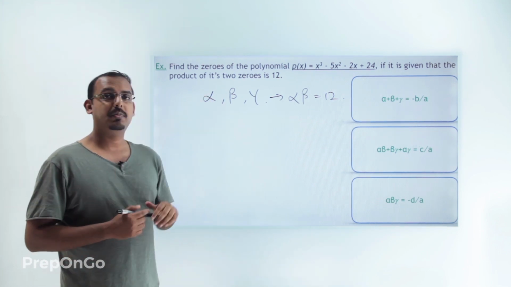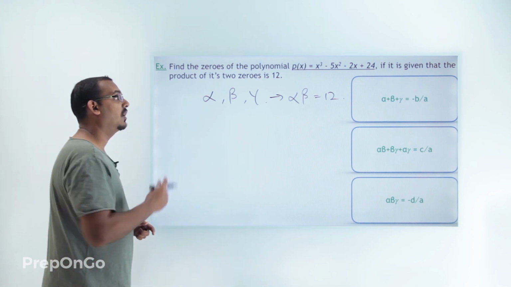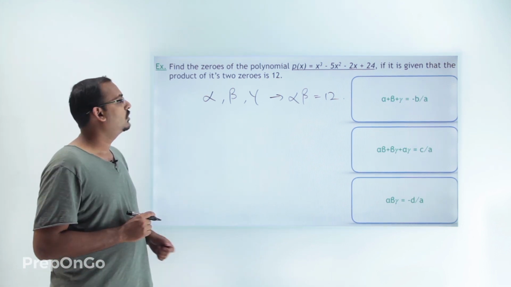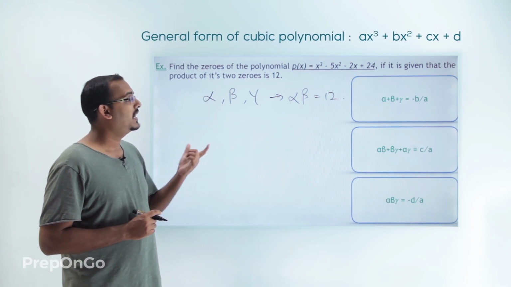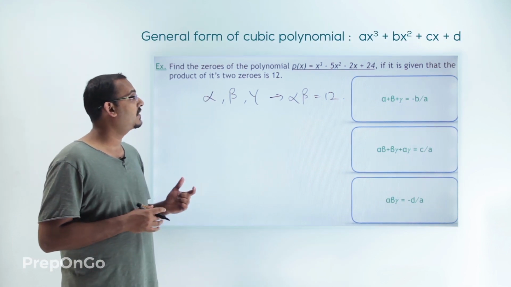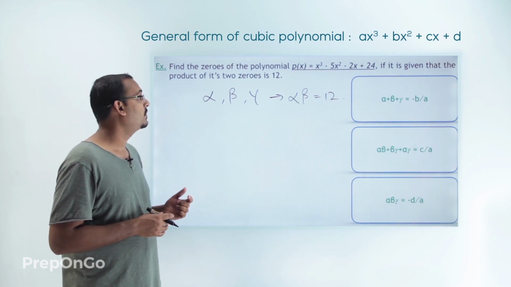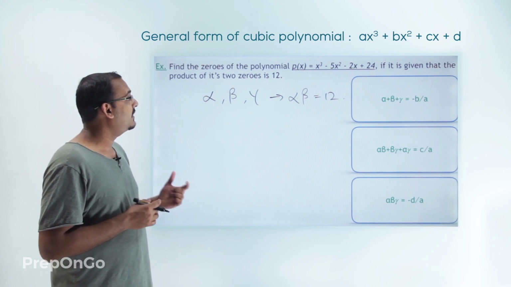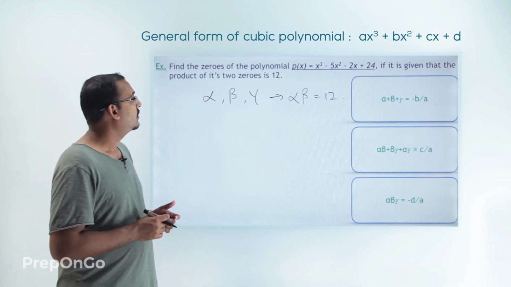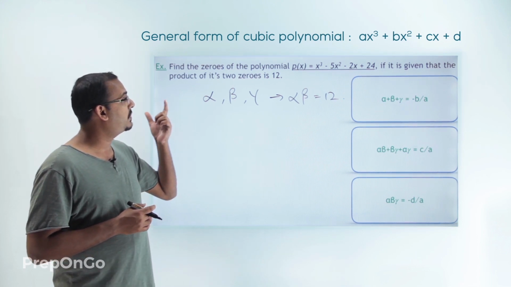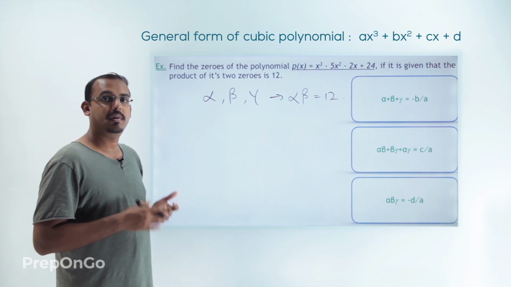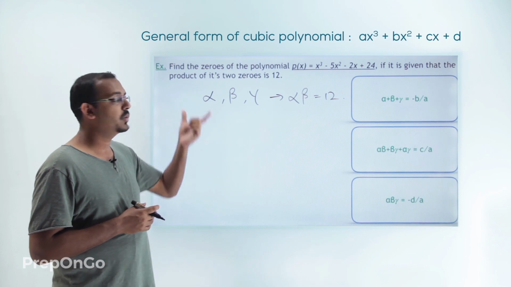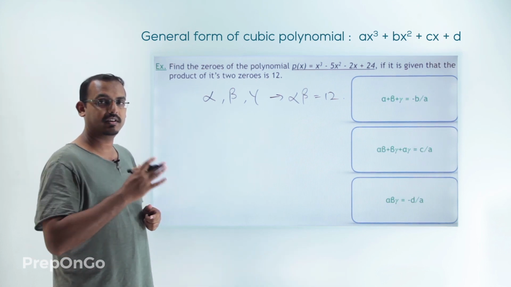So now we have the expression of the polynomial. Let's write down the values of all the coefficients in this particular polynomial. If we compare this polynomial, p(x) is equal to x cube minus 5x square minus 2x plus 24, to the general form of a polynomial of third degree, we can find the values of the coefficients. The general form says p(x) is equal to ax cube plus bx square plus cx plus d. So we can compare these two expressions and find the values of a, b, c and d.